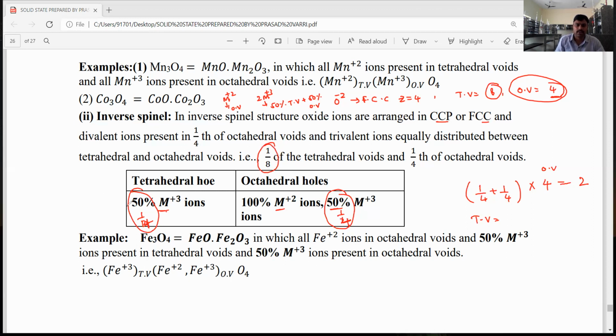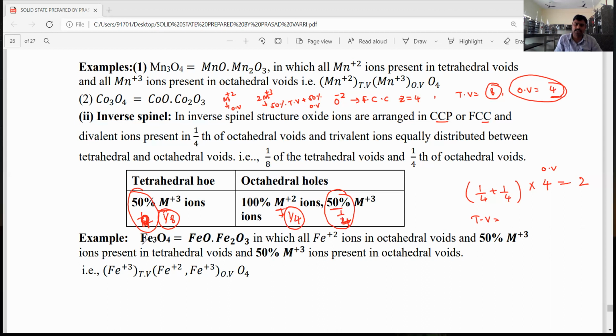Only 1 is present. Sorry, dear students, here it is 1/8 part of M+3 ions present in tetrahedral voids, and here the remaining 1 is present, meaning it is 1/4 part. And here M+2, 1 only is present, but octahedral voids, 4 are present, so it is also 1/4 part. Okay, so in inverse spinel structure, what is the important thing we have to remember, dear students? All the di-positive ions are present in octahedral voids, they are shifted, and tri-positive ions are 50% in tetrahedral and 50% in octahedral voids.